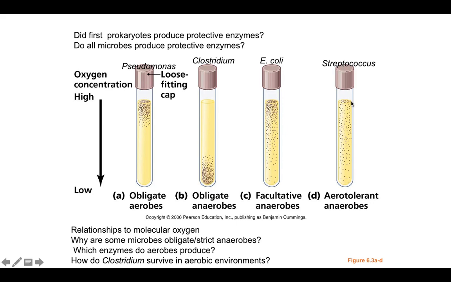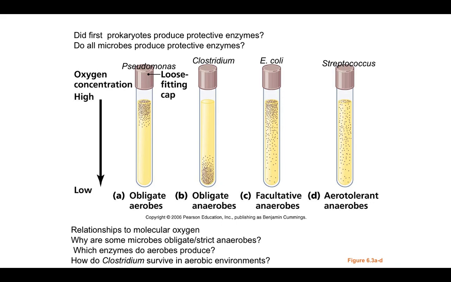So with them, we would see an even distribution of cells throughout the broth, aerobic or anaerobic. All they're doing is carrying out lactic acid fermentation. And the key is they do have at least one protective enzyme. In the genus Streptococcus, they don't make catalase, but they make another enzyme called peroxidase that will help detoxify hydrogen peroxide. So these little guys are called aerotolerant anaerobes. They can't use the oxygen, right? But they can tolerate living in aerobic environments.